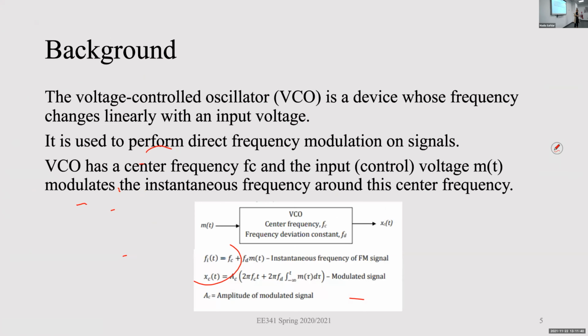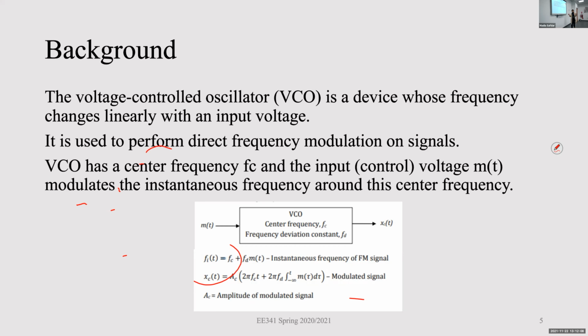So the voltage controlled oscillator is a device whose frequency changes linearly with an input voltage. In this case, we have an input information signal, that is our input signal. The frequency will change according to the input signal. It can be voltage, it can be your information signal, anything. Your frequency will change according to the input. So it is used to perform direct frequency modulation.